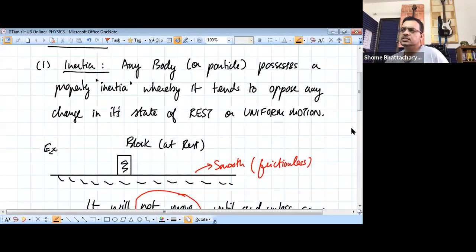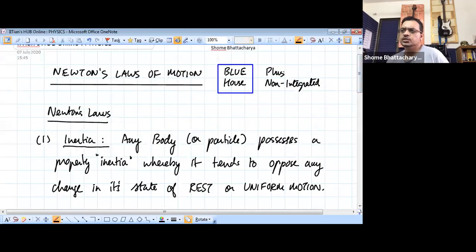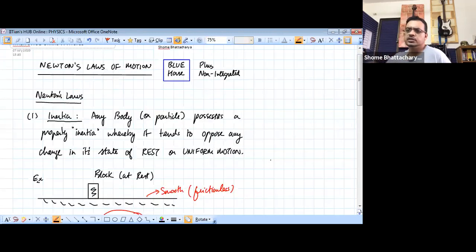This is the first lecture we are having of Newton's laws of motion. And I'm just listing out the laws of motion, which you are aware of from class 9th, I think. Okay, so this is the first law which I'm listing out. It is the law of inertia. This is the statement of the law of inertia.